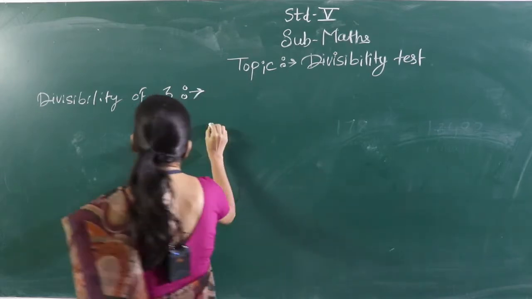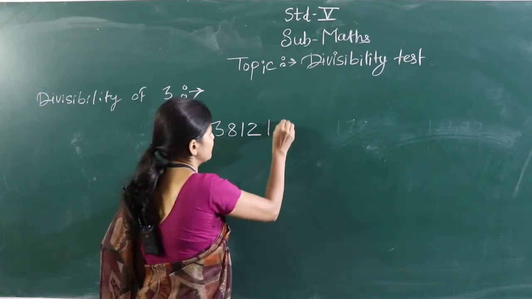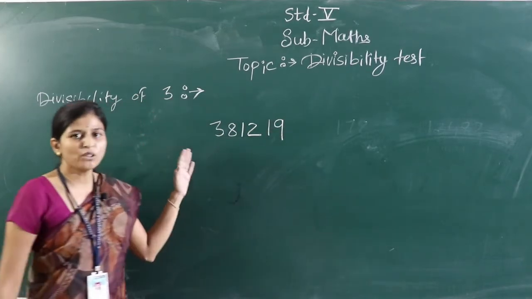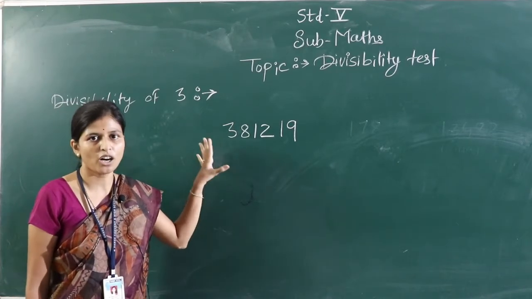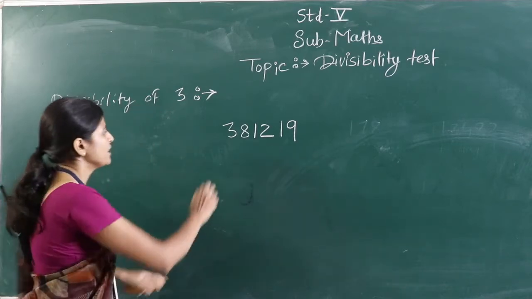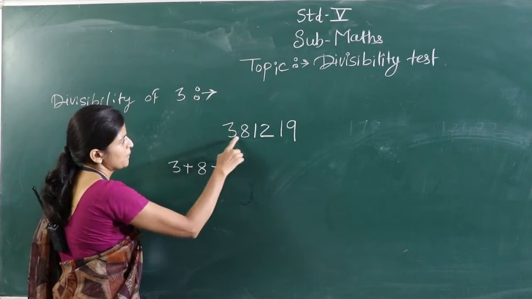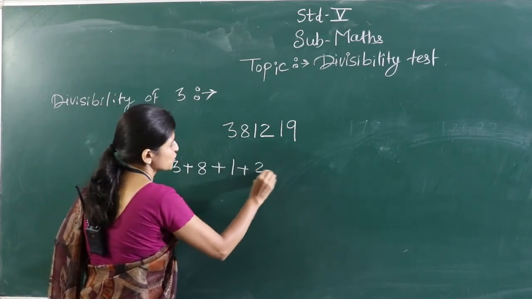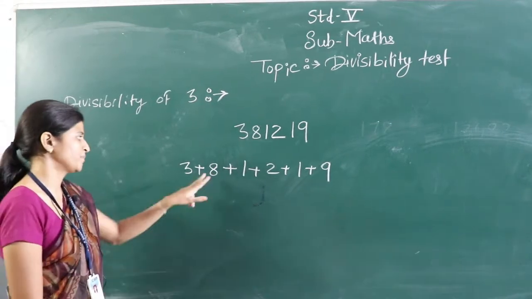For example, we take a number 381219. Without division we have to check whether this number is divisible by 3 or not. तो ये हम कैसे पता करेंगे? Without division हम कैसे पता करेंगे? We add the digits of this number, that is 3 plus 8 plus 1 plus 2 plus 1 plus 9. We have to add these numbers.